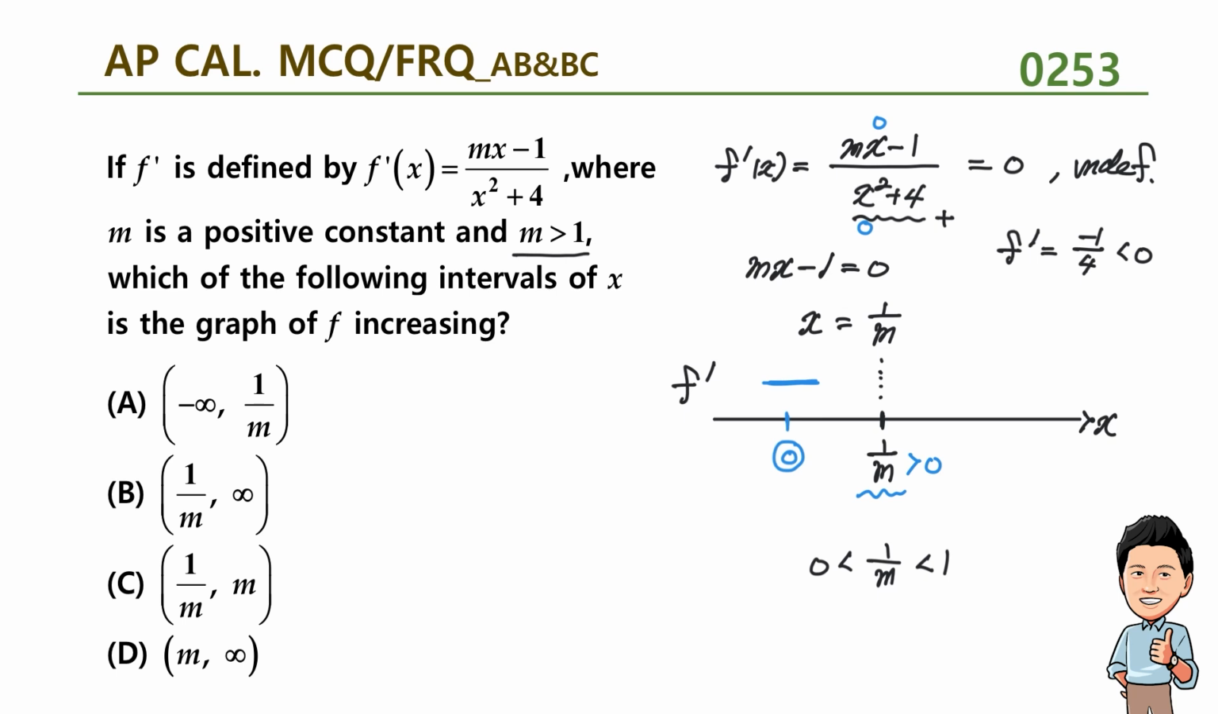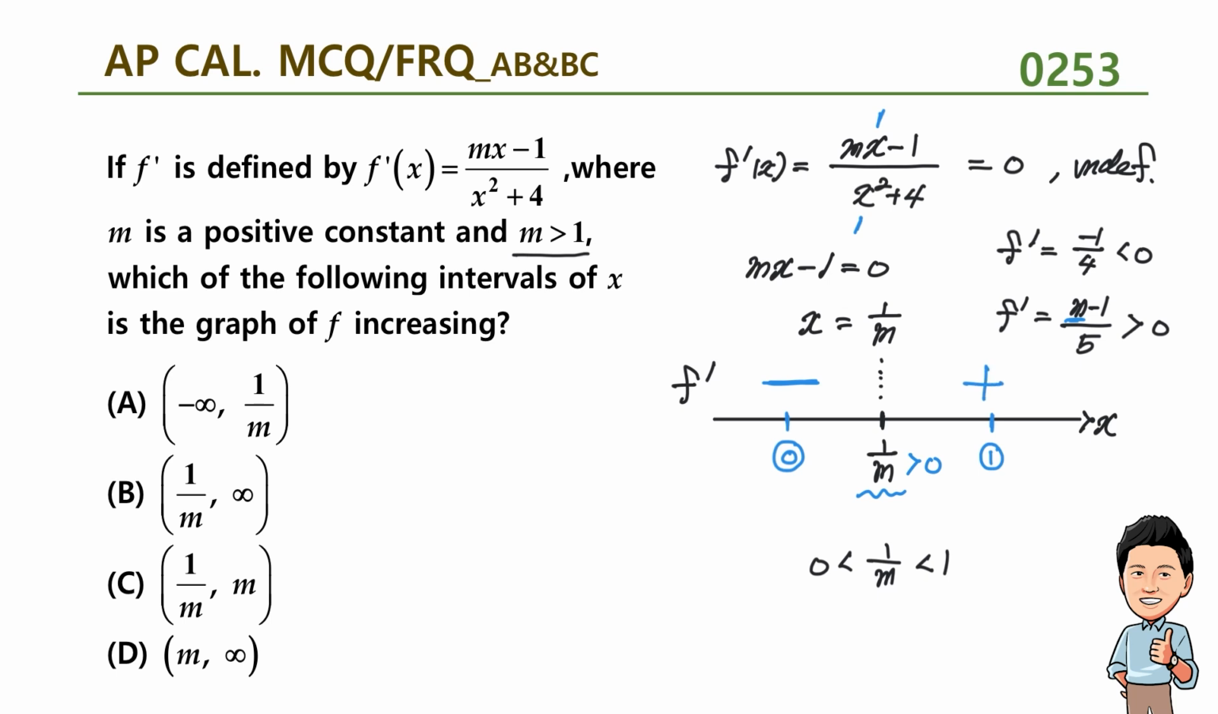So far so good? Okay, for this interval right here, let's substitute 1, because 1 is greater than 1 over m. Then our f prime is equal to, if we substitute 1 here, m minus 1 over 5, right? Remember, m is greater than 1. So m minus 1 is greater than 0, so all of this is positive. So we have a positive here, right?